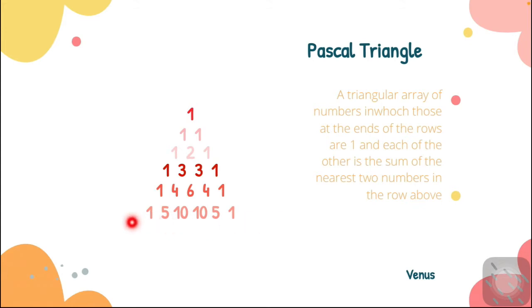Hanapin natin yung level 5. So, this is the level 5, kasi 0, 1, 2, 3, 4, 5. So, ito yung gagamitin nating level sa Pascal triangle. So, 1, 5, 10, 10, 5, 1. Nakuha nyo 'to kasi 1 plus 4 equals 5, 4 plus 6 equals 10, 6 plus 4 equals 10, 4 plus 1 equals 5. Ito ang gagamitin natin sa pag-expand ng binomial para we don't need to multiply by itself.